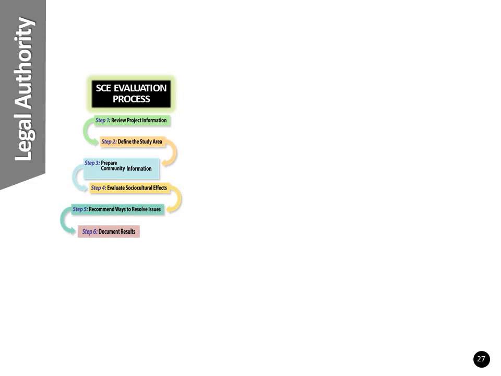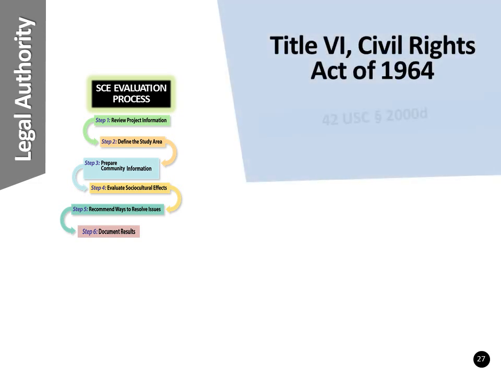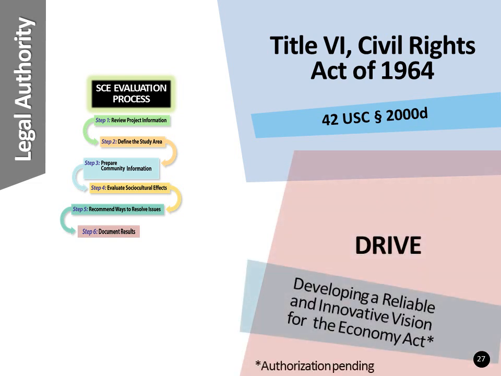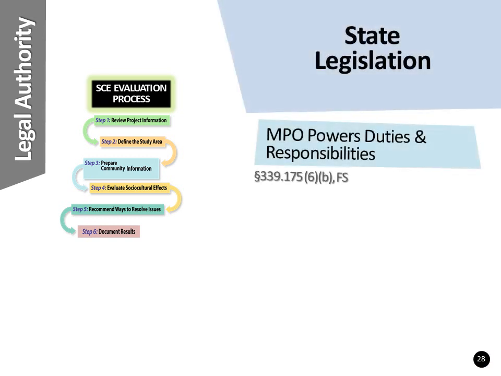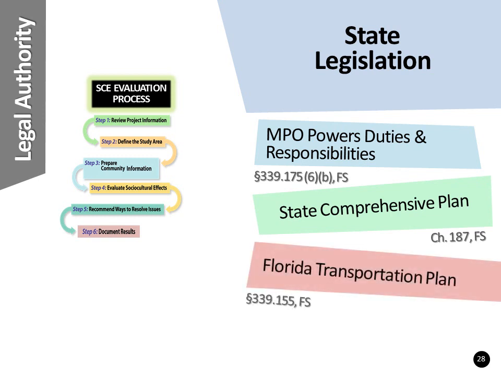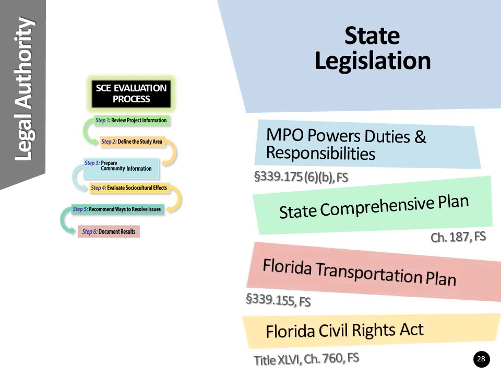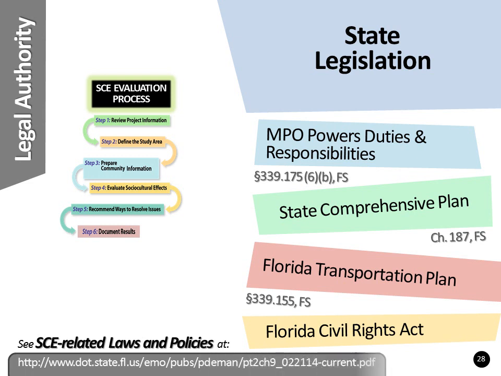Other federal legislation that compels the identification and assessment of transportation project effects on human environments includes Title VI of the Civil Rights Act of 1964 and the successor to MAP-21, the DRIVE Act, which governs federal spending on surface transportation. Florida's legal framework governing transportation decision-making also requires investigation and mitigation of community effects from transportation actions. A complete listing of laws and policies providing justification for conducting SCE evaluation can be found in Part 2, Chapter 9 of the Department's PD&E Manual.